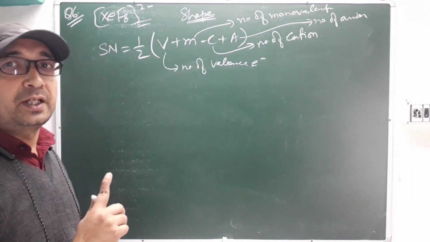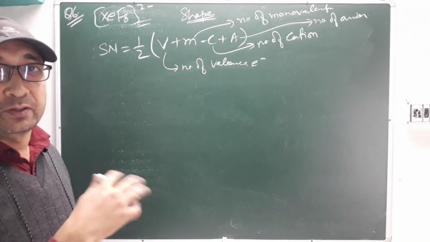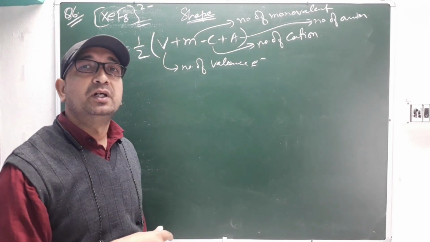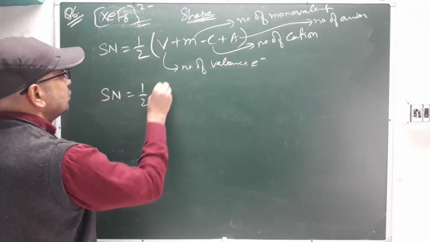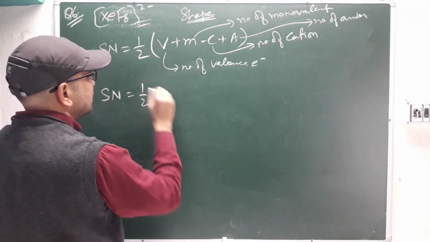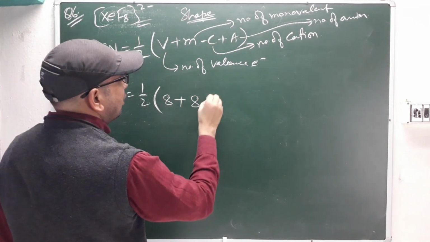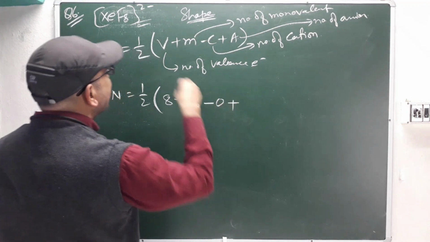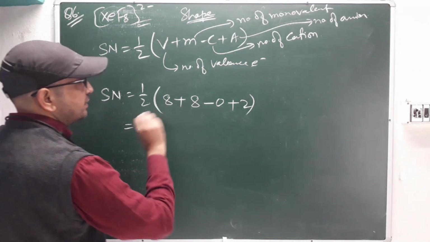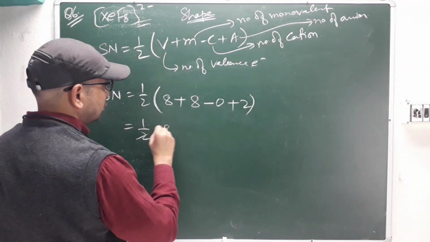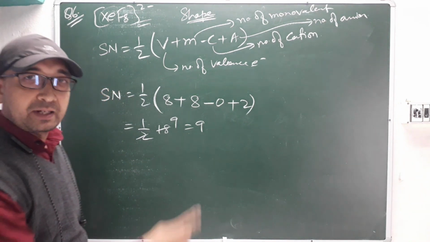And if lone pair is present, then you have to correct your shape based on that. How are you going to do it? Just see. For steric number 1/2, the valence electron of xenon is 8, plus monovalent. How many monovalent are there? 8. How many cations are there? 0. How many anions are there? 2. So 1/2 of 8 plus 8, 16, plus 2, 18. So how much is it coming? 9. For steric number 9 we have not seen.